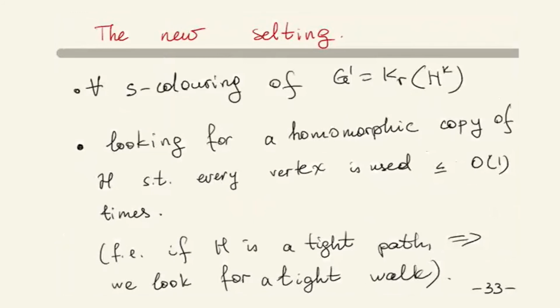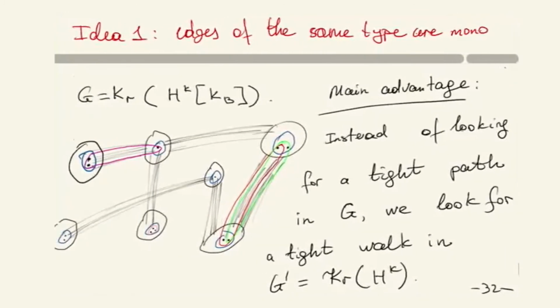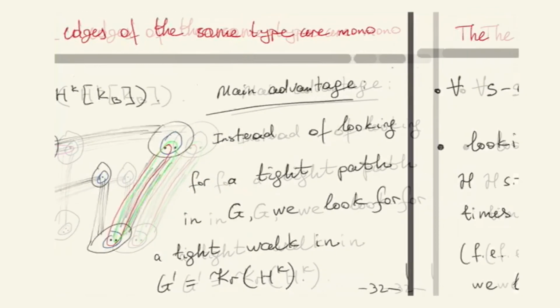But you still somehow have to control not to use one vertex too many times, right? Very good. Yes, exactly. I'm happy to find a homomorphic copy, but these subblobs are all of constant size, so I cannot have too many vertices mapped to one vertex, which corresponds to one blob. So you're right.